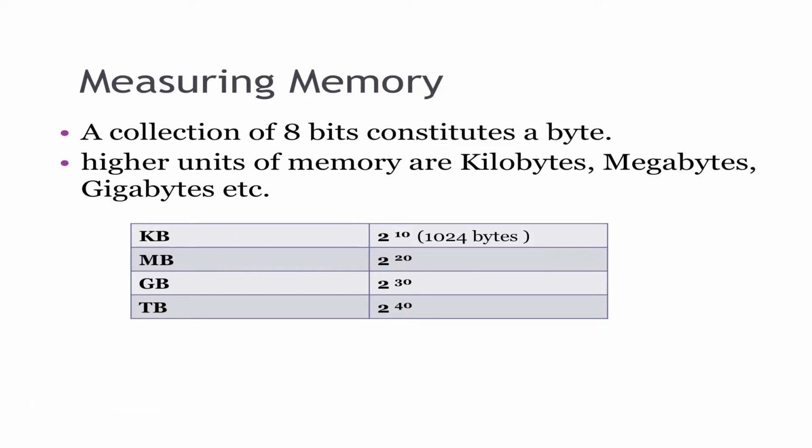So, before starting with the memory devices, let us see how we measure memory. The basic unit of memory is a byte, and a byte is constituted by 8 bits. A bit is a binary unit. It can be either 0 or 1. So, 8 such bits form a byte. And since a byte is a very small unit as compared to the memory capacities that we are handling nowadays, we have higher units of memory like kilobytes, megabytes, gigabytes, terabytes and so on.